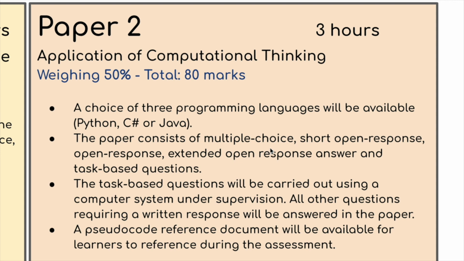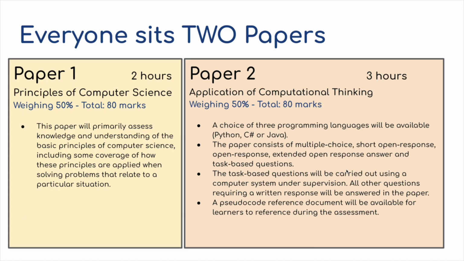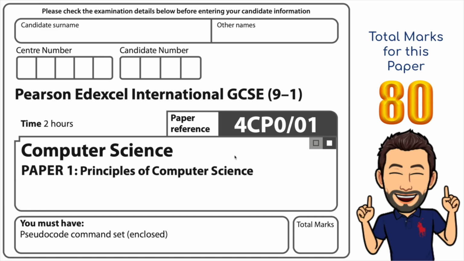The paper consists of multiple choice, short open responses, extended open response answers, and task-based questions. The task-based questions will be carried out using a computer system under supervision. All of the questions require a written response, and they'll be answered in the exam paper. A pseudocode reference document will be available for learners to reference during the assessment. Okay, but we'll focus on paper 1, particularly this one from 2021. Okay, so let's get started.